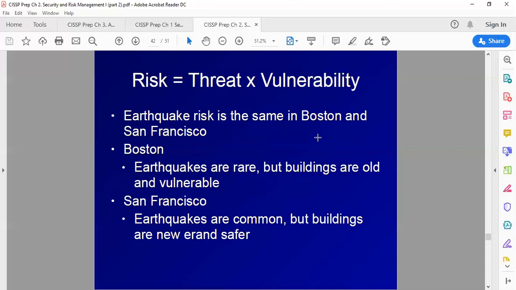So, risk, threat, and vulnerabilities. Earthquake is a risk. The earthquake risk is the same in Boston and San Francisco. Earthquakes are there, but in Boston the buildings are old and vulnerable. In San Francisco, earthquakes are common, but buildings are new and safer. So we can say the earthquake risk is there all the time, and first of all we need to check the location of a particular risk.